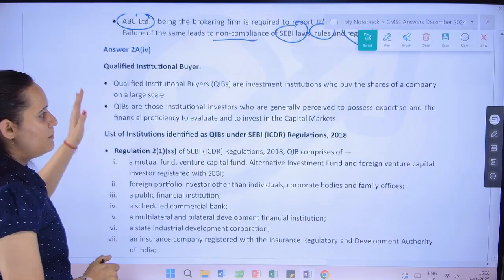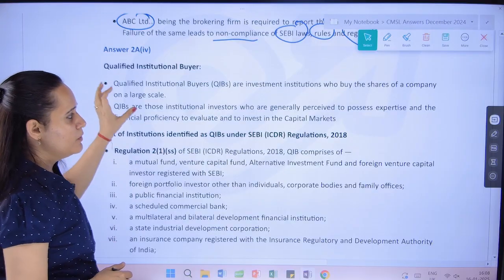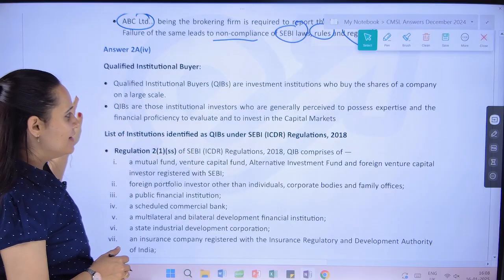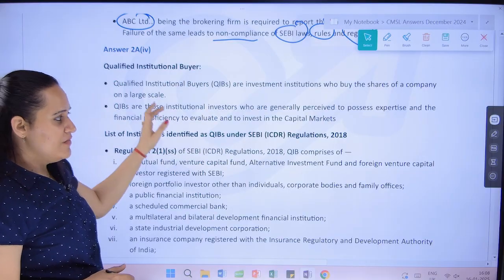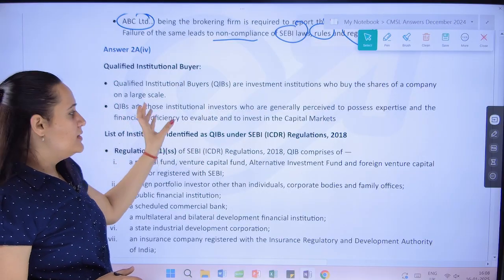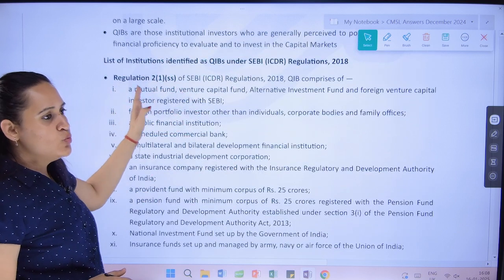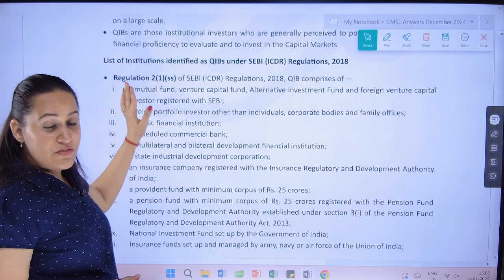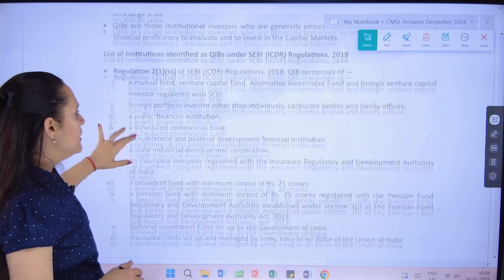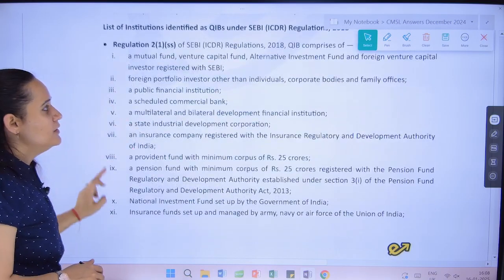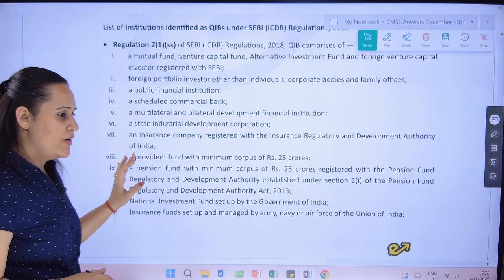Qualified institutional buyers, tell them who they are. They are the people who are going to buy the shares of a company on a very large scale. They are considered institutional investors, and they are huge participants in the capital market. Under the ICDR Regulations, regulation 2, sub-regulation 1, clause SS defines qualified institutional buyers. Give them the list of all the points who are considered as qualified institutional buyers.